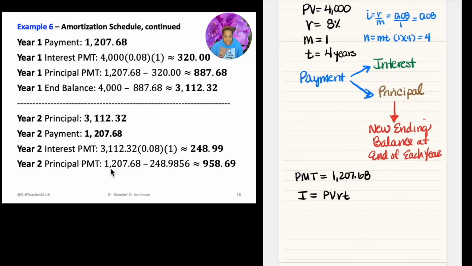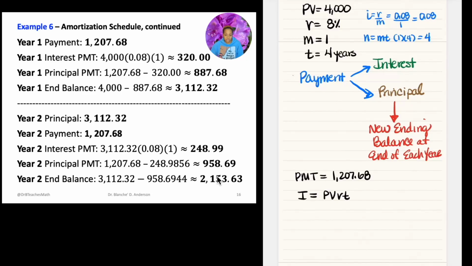So I made my payment. I'm going to subtract the amount that goes to the interest. Once I subtract the amount that goes to the interest, I'm left with the amount that goes to the principal. And then I take what I had at the beginning, subtract. Notice I'm keeping all the decimal places. I subtract what went to the principal, and now my new ending balance is $2,153.63. So far, so good.